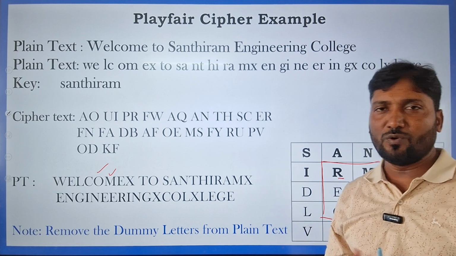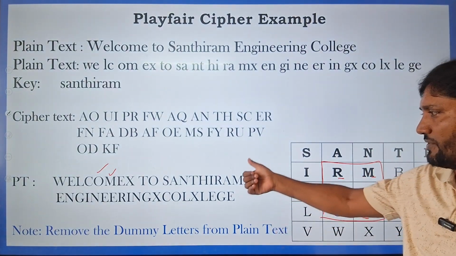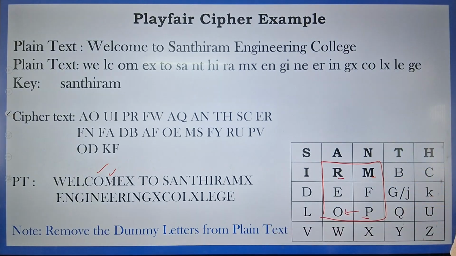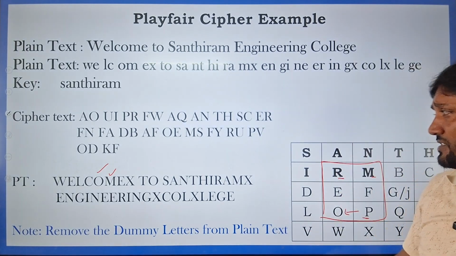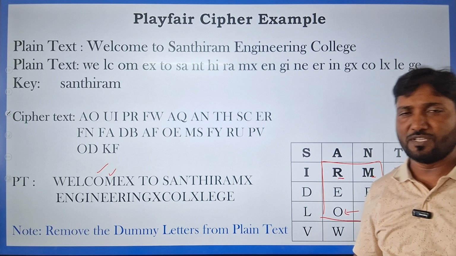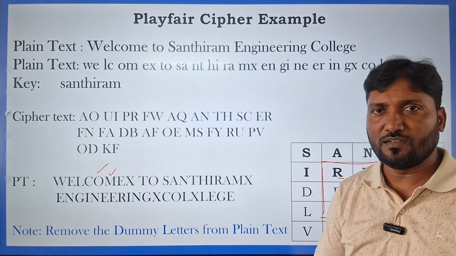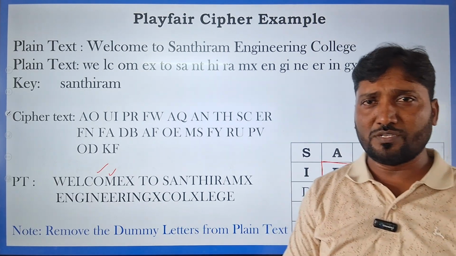Totally there are 5 rules. We are going to apply these 5 rules to generate the cipher text. After generating the cipher text, we are going to remove the dummy letters which were added initially, any extra letters. This is how we can convert plain text into cipher text and cipher text into plain text by using Playfair.